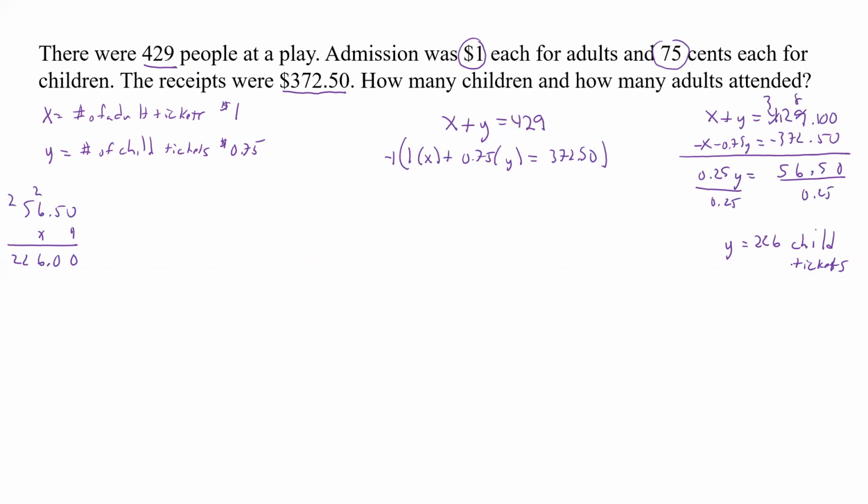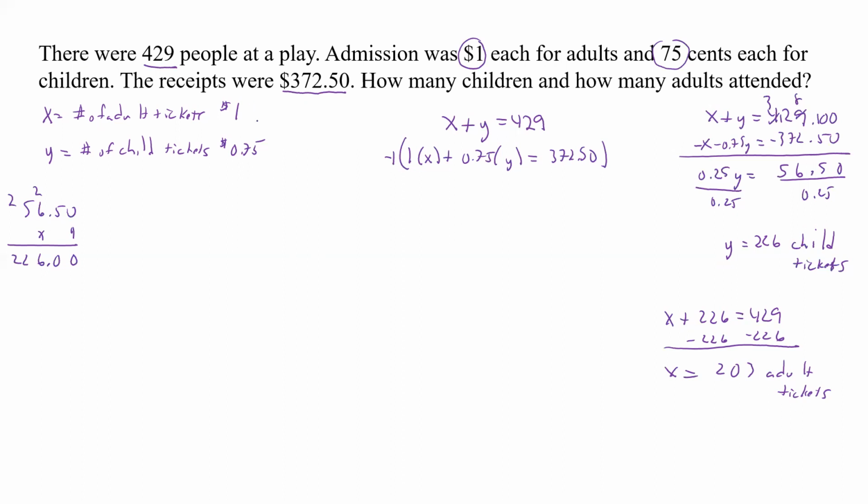Okay, well, I can plug that value back up in here, and then I can solve for x. So then I can say, now I have x plus 226 equals 429. We'll subtract 226. X is equal to, well, that's a 3, that's a 0, that's a 2. So 203 adult tickets. Okay. So those are my two values, 226 child, 203 adult.